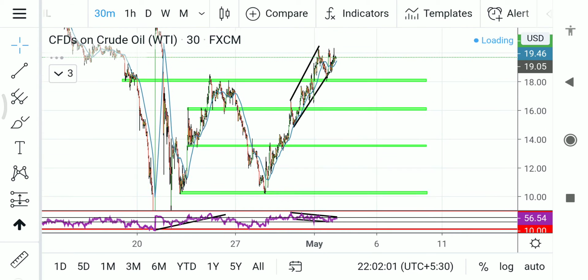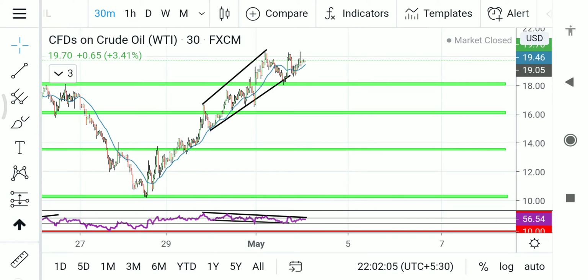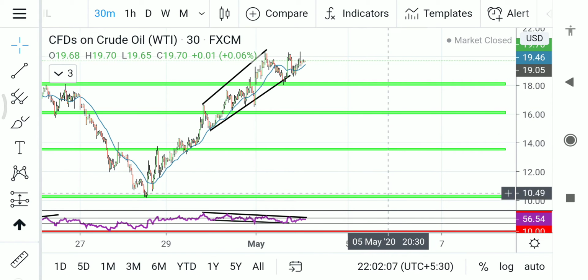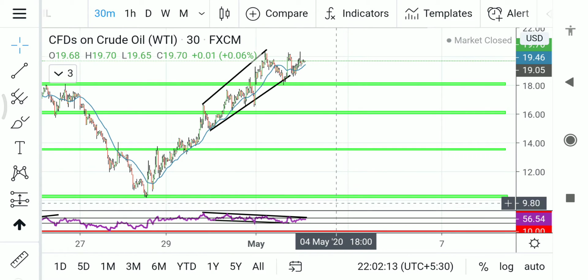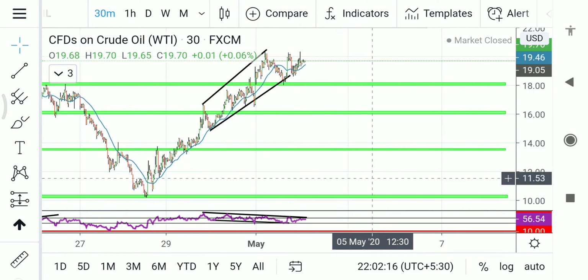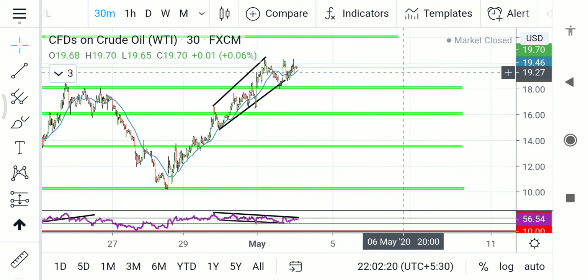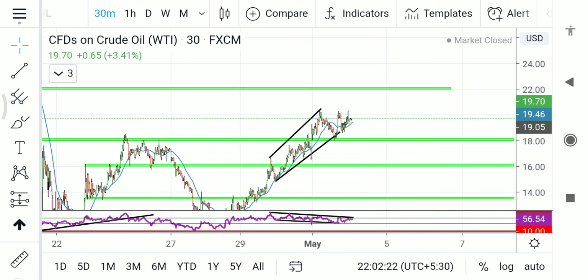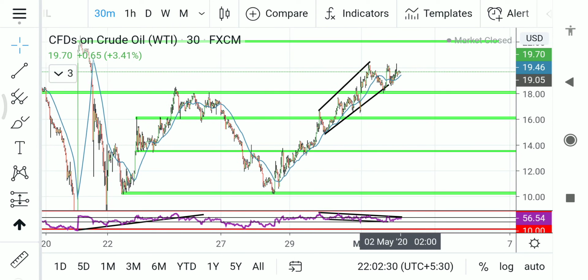So what are the levels? I will mention it again. On the downside, 13.50 and the $10 level you should be watching out for. On the upper side, what are the levels you should be focused on? On the upper side, you should be concentrating much more on 22.50, then 24, then 28. These are the levels you should be watching out for.